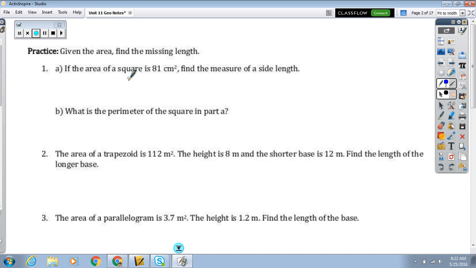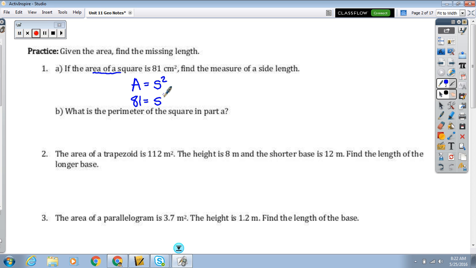Something that I think is really helpful is if you start by just writing down the formula you're using. So when I read area of a square, I write down area equals, and then I go over to my formula sheet, look up what that area is if I've forgotten. The area is side squared. So if they're telling me the area is 81, then where I see this letter A, I'm going to put an 81 instead.